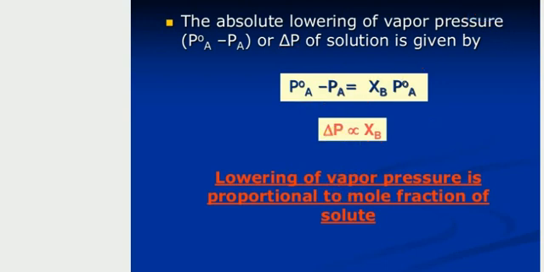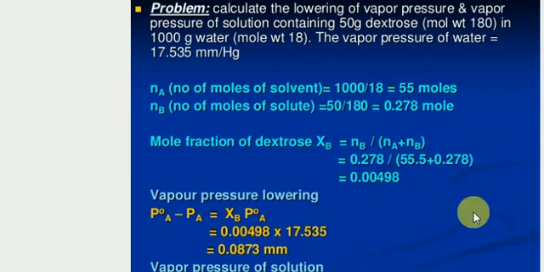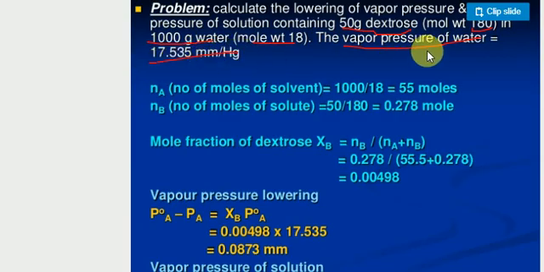Look very clearly. They have given one problem here. Calculate the lowering of vapor pressure of a solution containing 50 grams of dextrose, molecular weight 180. It is like glucose only. It is present in 1000 grams of water. The molecular weight of water is given, and the vapor pressure of the solvent is given. How can it be calculated? What is the formula? This is the formula. Clear?